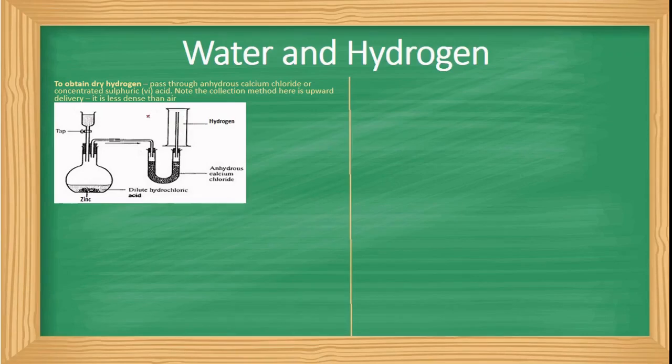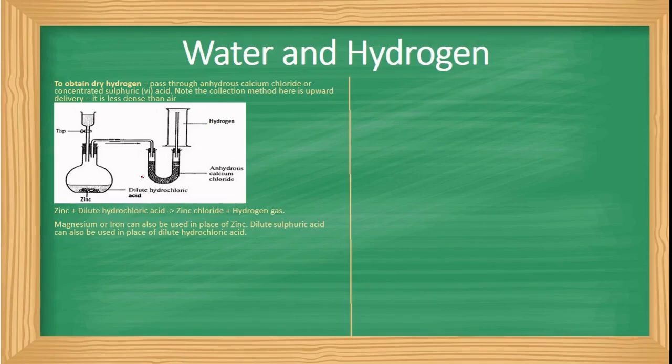The reason why that upward delivery method is used is because the gas is less dense than air, so it can go up in the gas jar and displace air downwards. In certain setups, this can be replaced. The U-tube can be replaced with a boiling tube or with a flask with the concentrated sulfuric acid, because, as we have said, concentrated sulfuric acid is also a drying agent for hydrogen gas. So zinc plus dilute hydrochloric acid gives you zinc chloride and hydrogen gas.